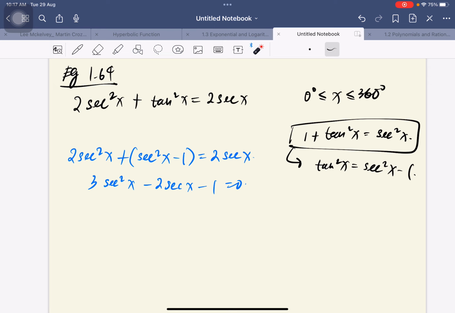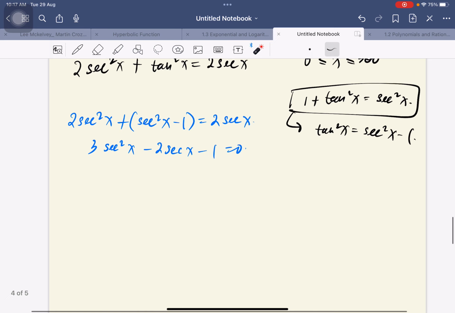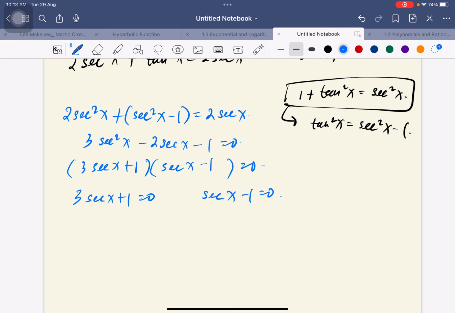If you notice this pattern, it's like 3x squared minus 2x minus 1, where x is equal to secant x. It's in the quadratic pattern, so we can further factorize into 3 secant x plus 1 and secant x minus 1 equals 0. So 3 secant x plus 1 equals 0, or secant x minus 1 equals 0. Expressing secant x as the subject, secant x is equal to negative 1/3, or secant x equals 1.